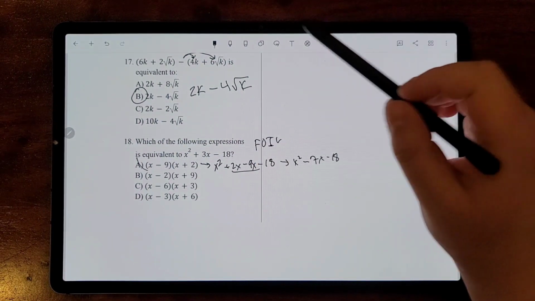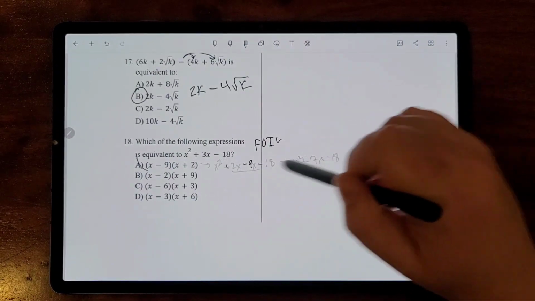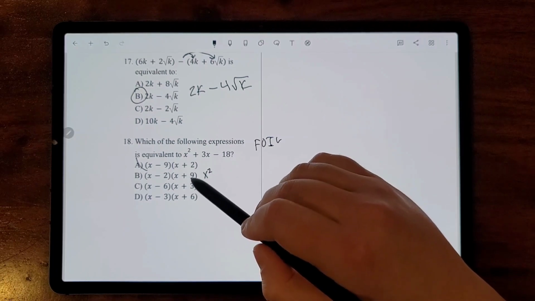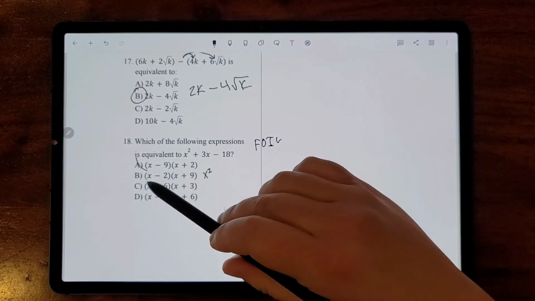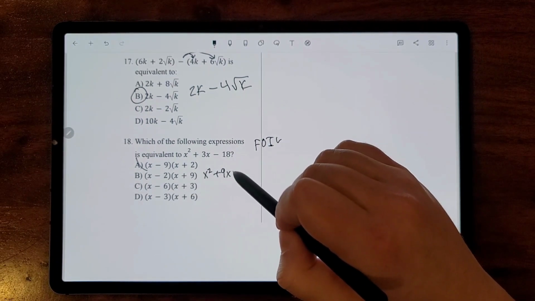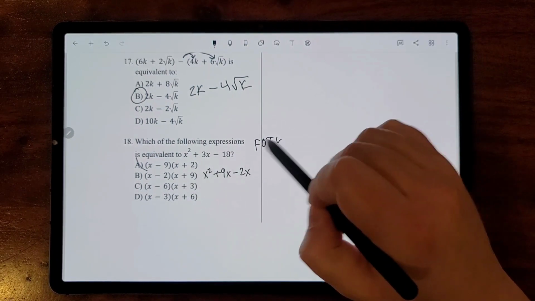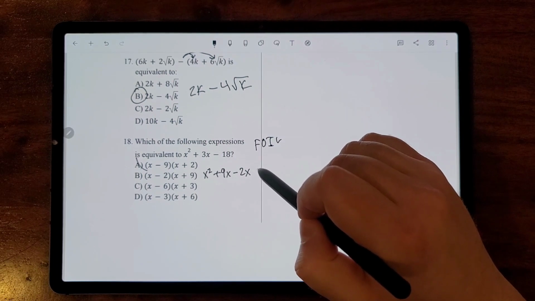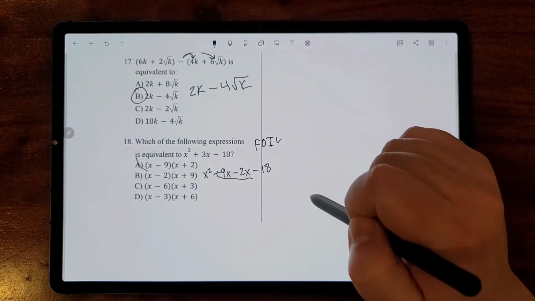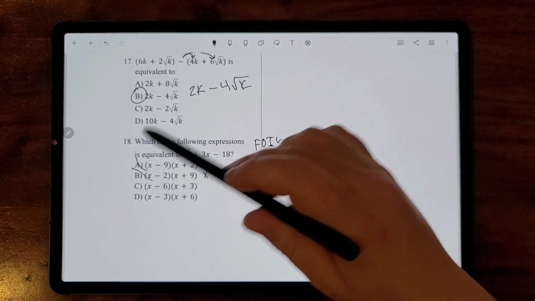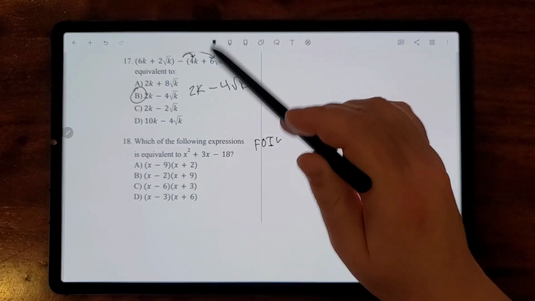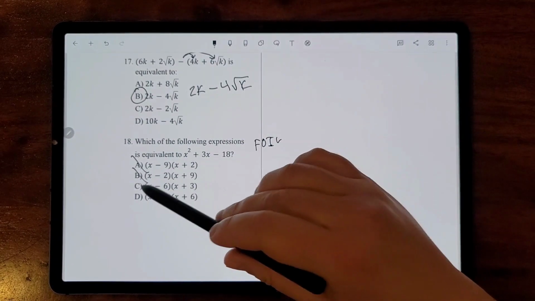So now let's try B. For B, x times x is x squared. Outer, for the O in FOIL, 9 times x. Inner, I, is negative 2 times x, so negative 2x. And then the last term is negative 2 times positive 9, which is going to be negative 18. And I see right here 9x minus 2x is going to be 7x, which we don't want. So it can't be B. Okay. And then we're going to go to C.